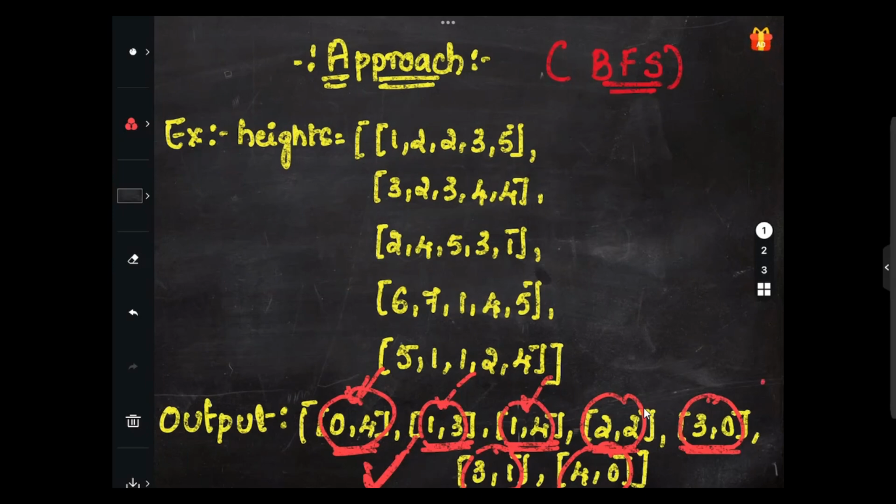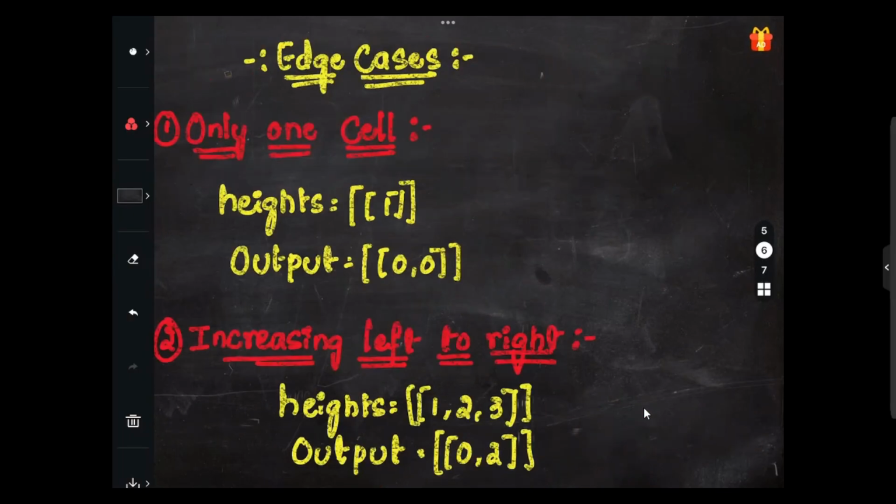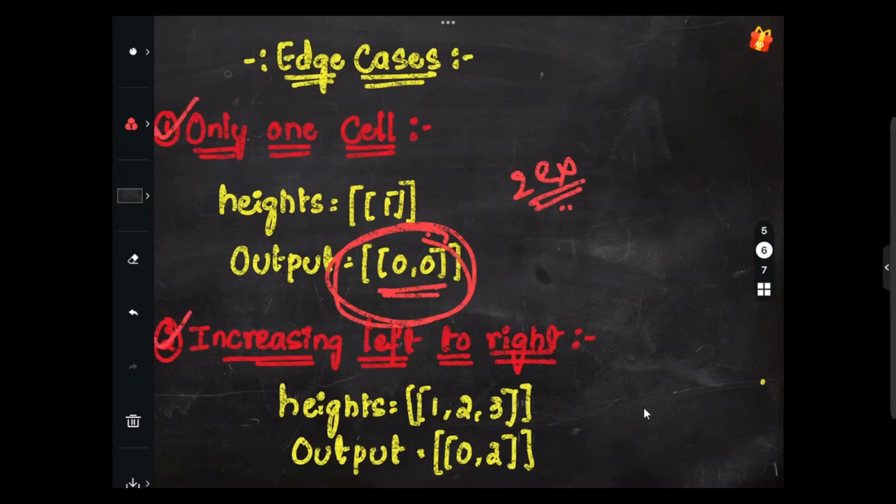So now we are completely familiar with the approach. As we are completely familiar with the approach, let's discuss the edge cases one by one, right? So the first edge case is for only one cell. We are having only one cell here. So the output will be 0, 0. This we have already discussed in the question, second example, if you remember. Only one cell.